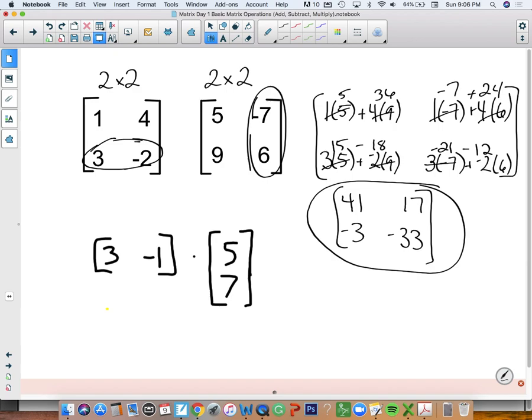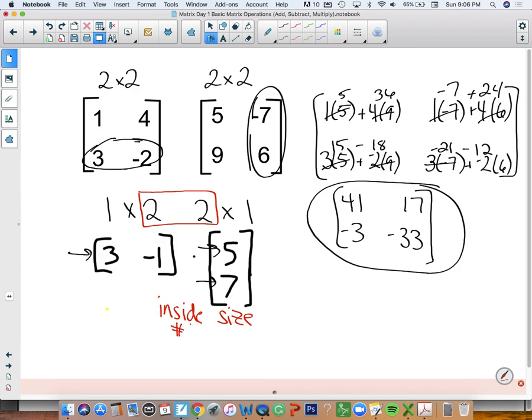All right, so let's write out our sizes. This is a 1 row and a 2 column. This is a 2 row and a 1 column. Okay, so they don't match. They're backwards. That's okay. When we look at these, you look at the two inside numbers. So we have these two sizes written out. The inside numbers are both 2's. That means you can do it. Okay, you have to have the inside size numbers match. That means you can do it. Okay, once you write out the size.